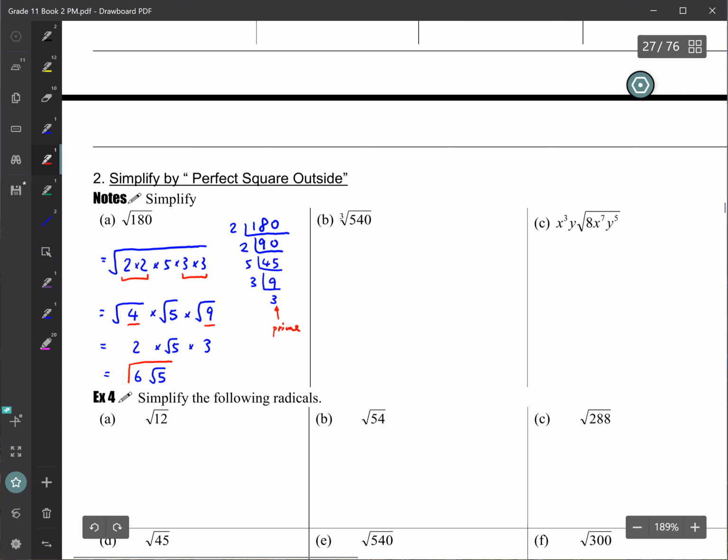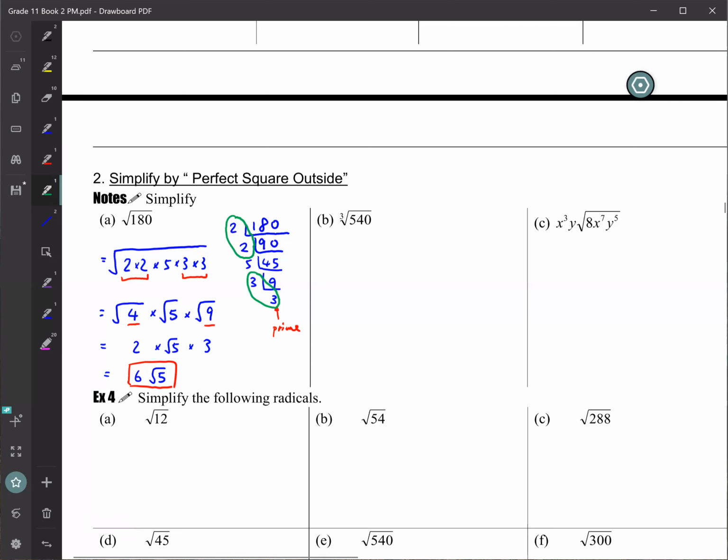Okay, so it may seem a lot of steps here, but we can speed it up, okay, just by looking at the factoring. So I'm going to use the green color, okay? So when you are actually doing the question, just look for pairs. You have a pair of 2 there, right, in the green circle. You have a pair of 3 in the green circle. So you know the 2 and 3 are going to go outside.